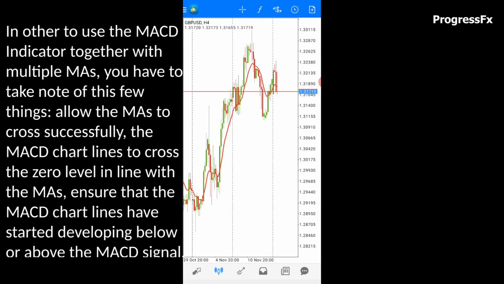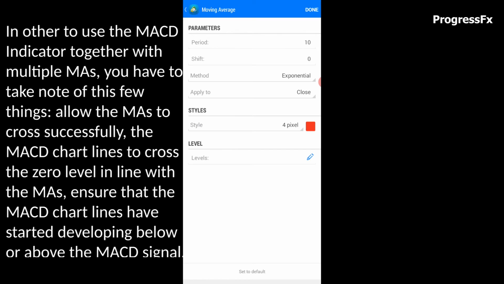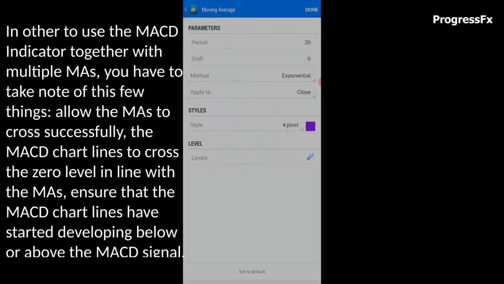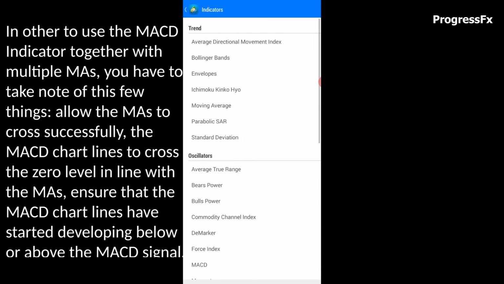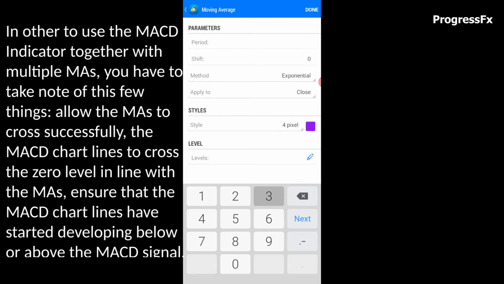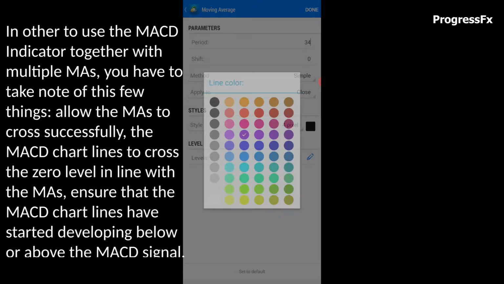Then you're okay. Go back to the same F key. Select moving average. Here you set the period to 20. Method to exponential and apply close. Then I will select purple. Okay, go back to F key, select moving average. This time around you add 34 moving average. Here you set to simple, then apply close and color to 30.